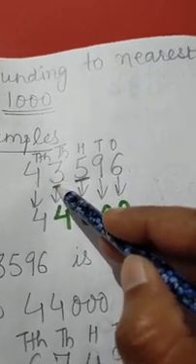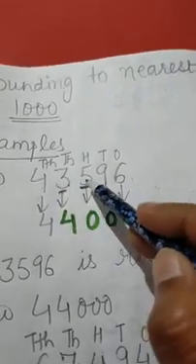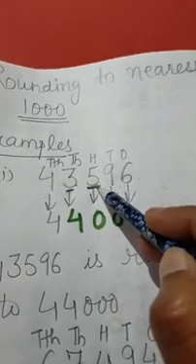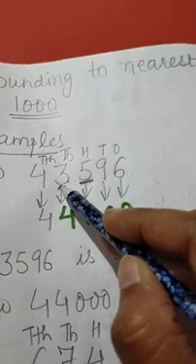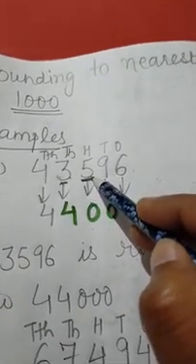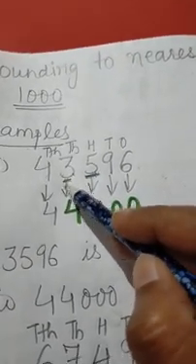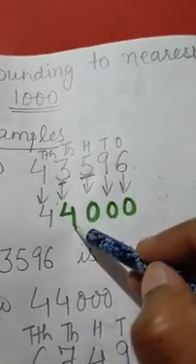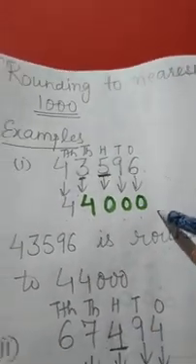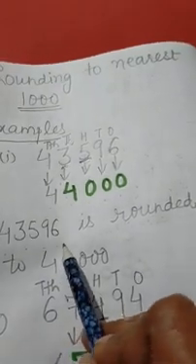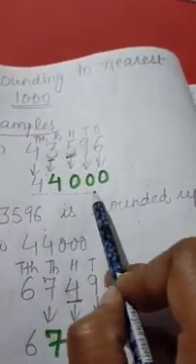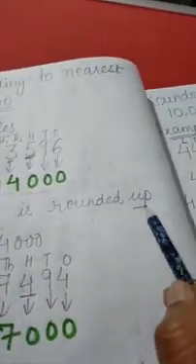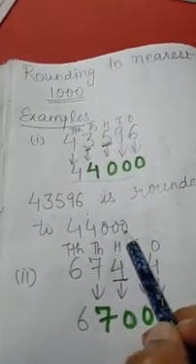It will change or it will not change. It depends upon the 100 digit. If the 100 place digit is 5 or more than 5, then it will change, otherwise it will not change. Now the 100 place digit is 5, so obviously it will change. It will become next. 3's next is 4, so it will become 44,000. 43,596 is rounded up because it has increased, it has become 44,000. So we will use the word up.